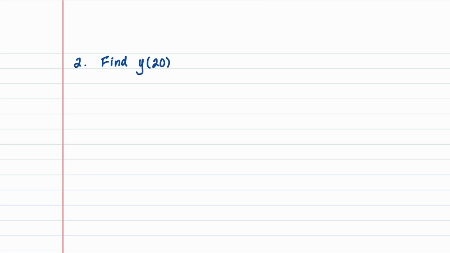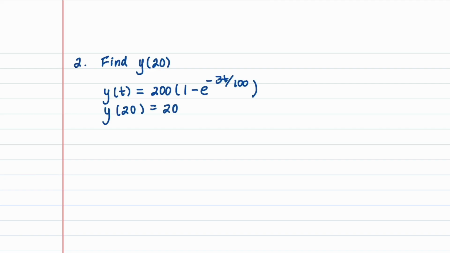Let's write down what we had for our y of t. It was 200 times 1 minus e to the minus 3t over 100. Now all we have to do is let t be equal to 20. This gives us 200 times 1 minus e to the minus 60 over 100. And this is just 200 times 1 minus e to the minus 0.6.